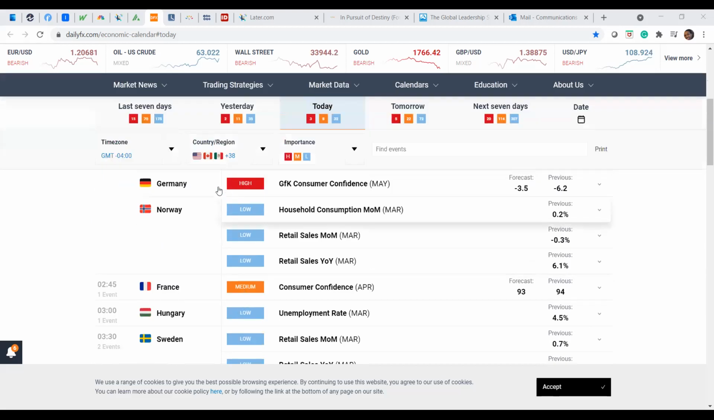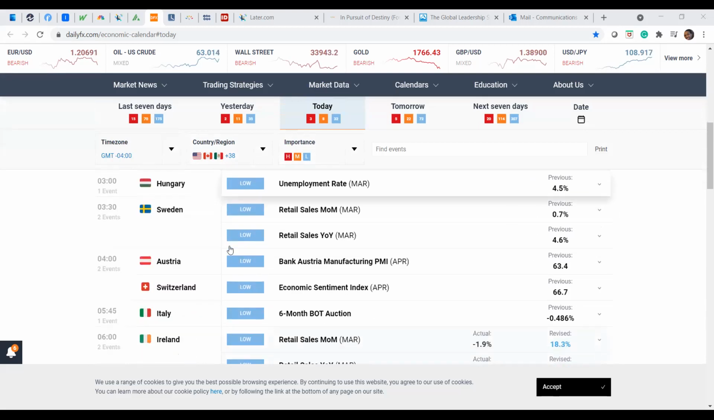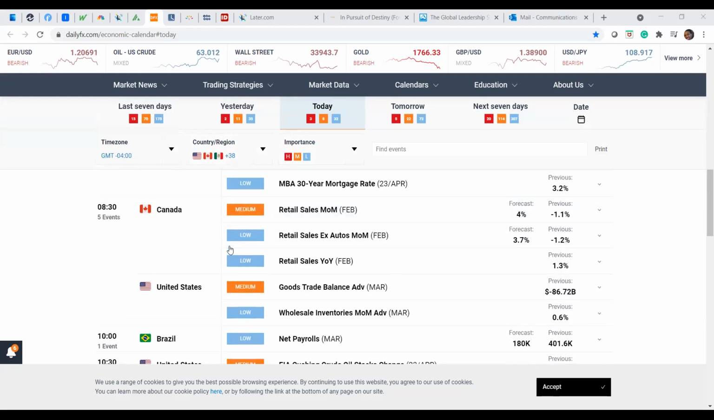There is a report of high importance in Germany, but that was at 2 a.m., which is already past. So I'm just going to keep moving. I'm not going to pay too much attention to the medium market. It's currently 6:05 a.m. in Canada. There is a report of medium importance at 8:30, but it's not really going to stop me from trading. I may just want to be cognizant of that. It is retail. I don't really see it affecting the market that much.